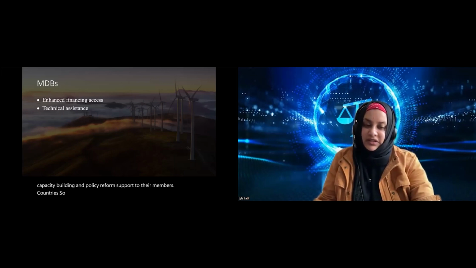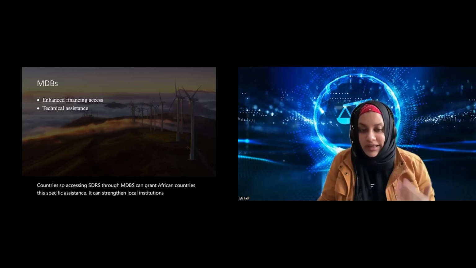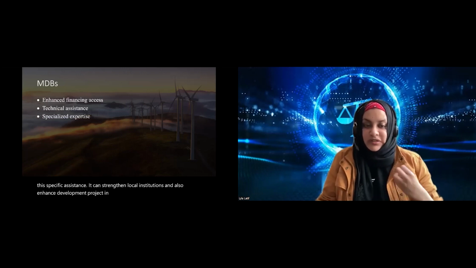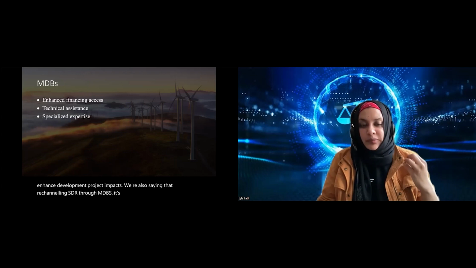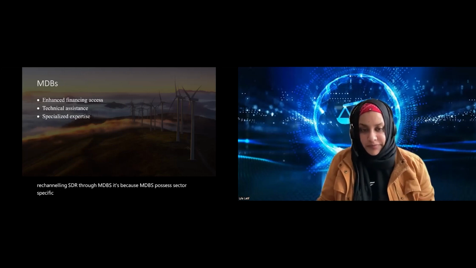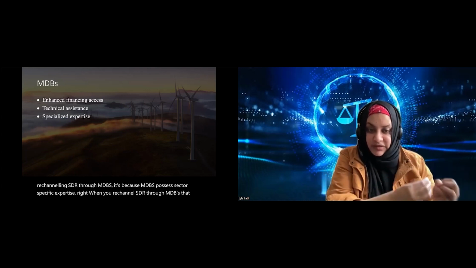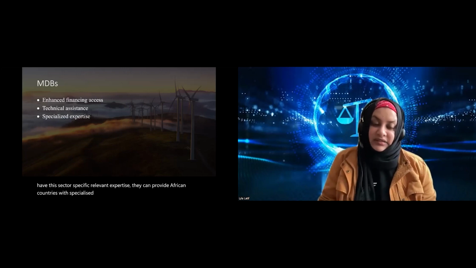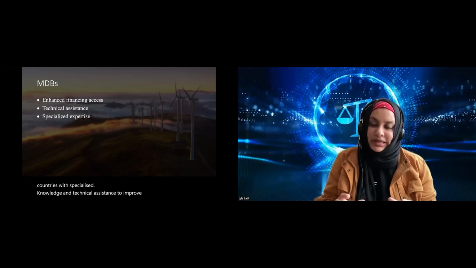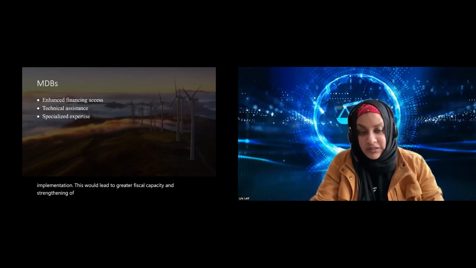So accessing SDRs through MDBs can grant African countries this specific assistance. It can strengthen local institutions and also enhance development project impacts. We're also saying that rechanneling SDRs through MDBs is because MDBs possess sector-specific expertise, right? When you rechannel SDRs through MDBs that have this relevant expertise, they can provide African countries with specialized knowledge and technical assistance to improve project design and implementation. This would lead to greater fiscal capacity and strengthening of fiscal capacity in the long term to come.